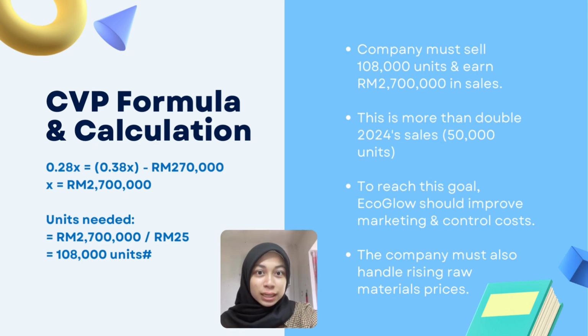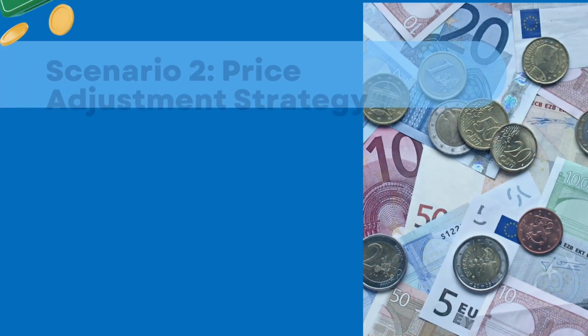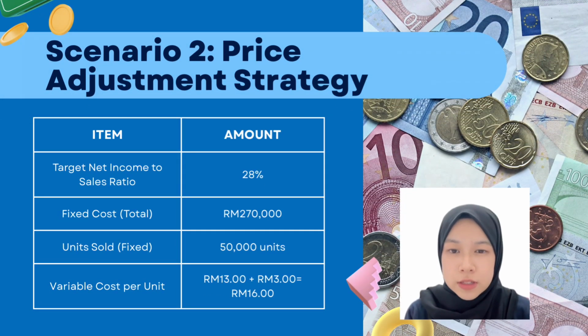This is a big challenge. The company must focus on better marketing, sales promotions, and maybe expanding online platforms. Also, because the cost of raw material increases, EcoGlow must control other costs to protect profit. Lower sales volume could result if customers turn to cheaper alternatives, which can affect overall revenue and brand positioning.